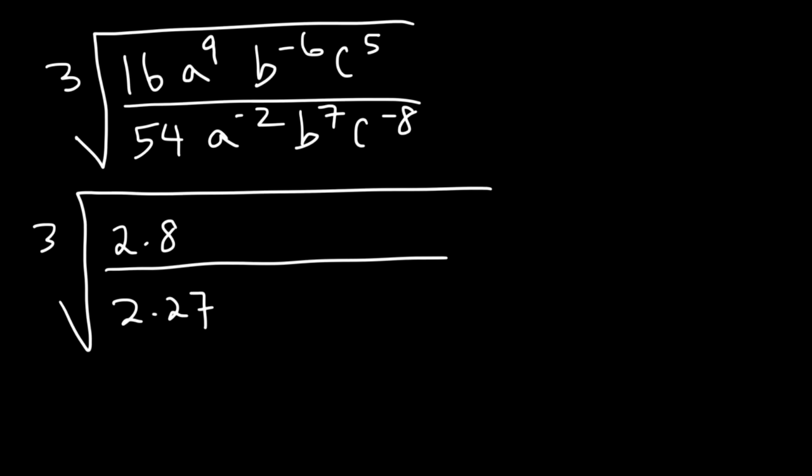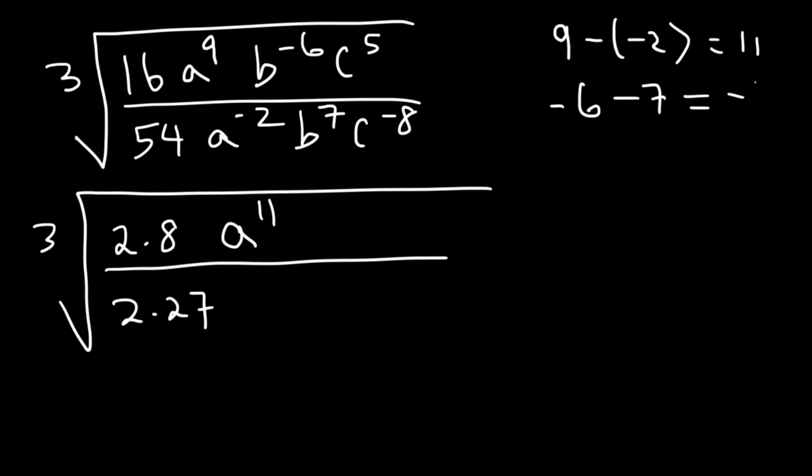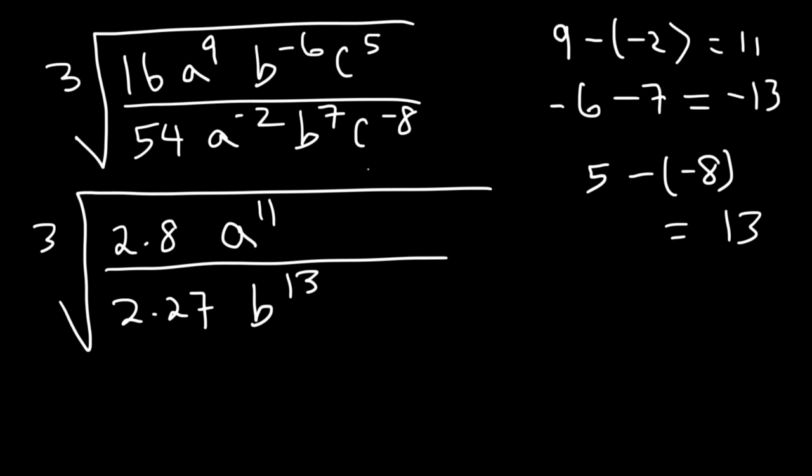Now a to the 9 divided by a to the negative 2. We need to subtract the exponents. 9 minus negative 2 is positive 11. So it's going to be a to the 11th on top. b to the negative 6 divided by b to the 7th. We need to subtract 7 from negative 6, and that's negative 13. So this is b to the negative 13 on top, but if we move it to the bottom, the negative exponent will become positive. So it's b to the 13 on the bottom. And then we have 5 minus negative 8, which is positive 13. So it's c to the 13 on top.